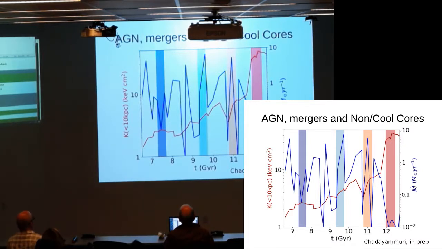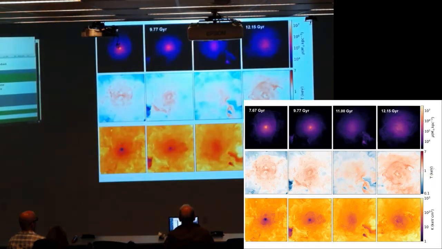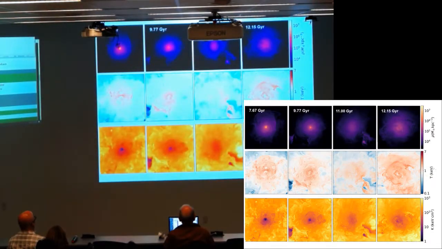So we have this transition from a cool core cluster to a non-cool cluster, and it appears that actually AGN has nothing to do with it. So that's interesting. And so let's take a look at these cluster phases. I'm going to pick 4 snapshots, one with low AGN activity, one with high AGN activity, one right before the merger, and one after the merger. You can see what things look like here.